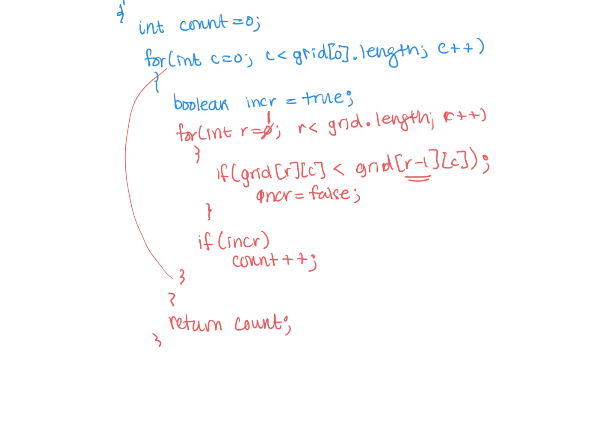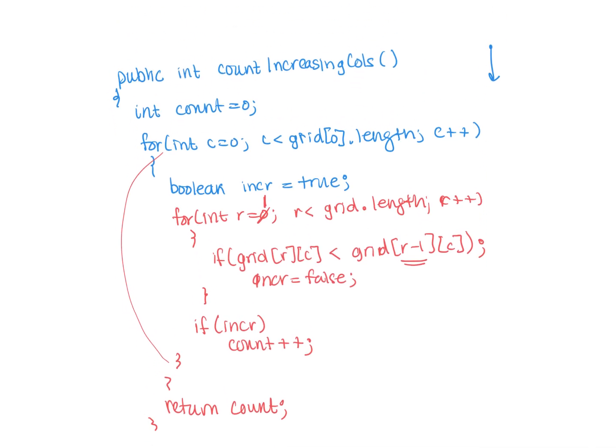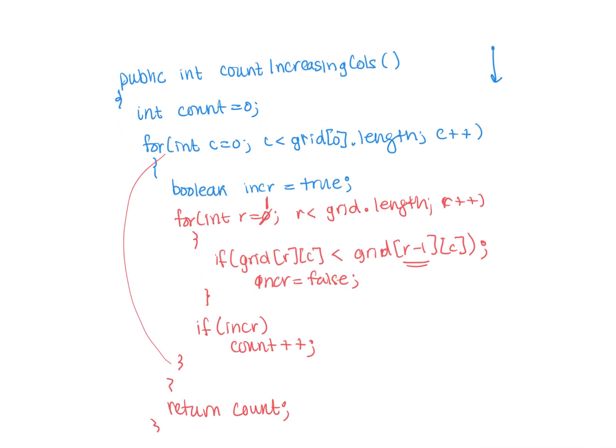So how was this scored this year? The second part, the first point comes from that you're doing column major order. You're comparing two elements in the same column. You determine if one column is increasing or not. You count the columns that were increasing, and it returns the correct amount.